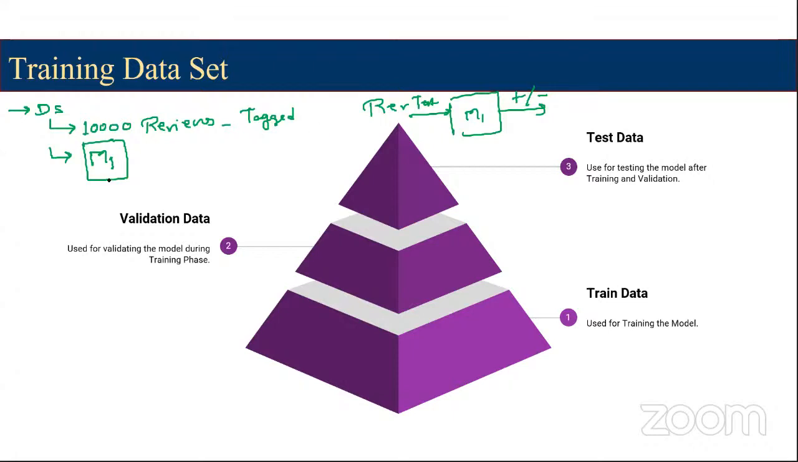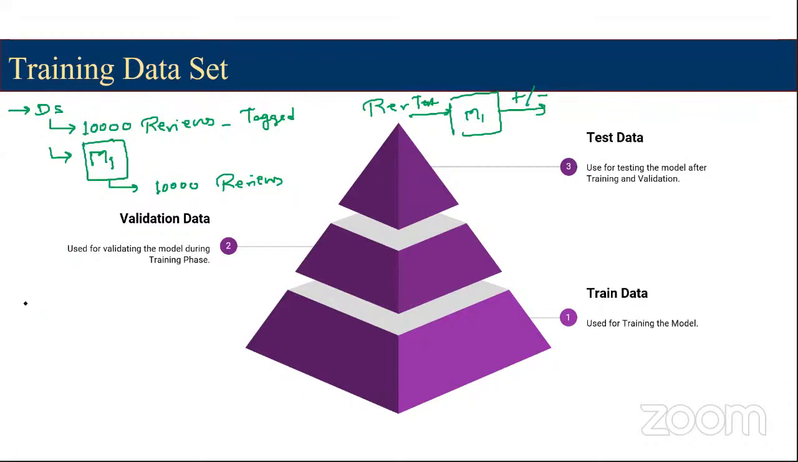Now, say we have trained this model on the 10,000 reviews that we have. The question is, before we deploy this model in production, for real life use, what will we have to do? We'll have to evaluate this model, right? Without properly evaluating a model, we cannot simply deploy that model in production. So we need a way by which we can evaluate this model.